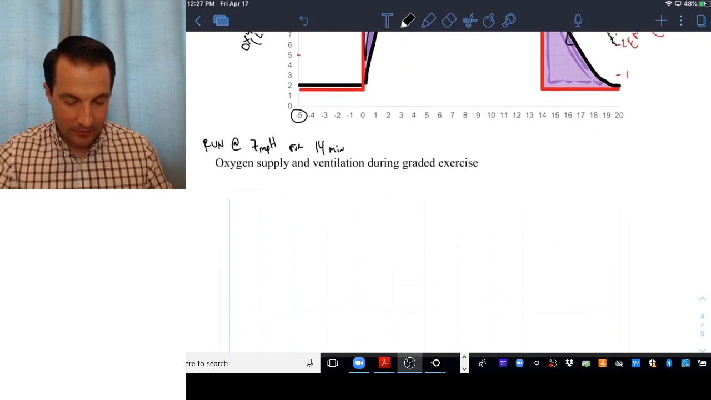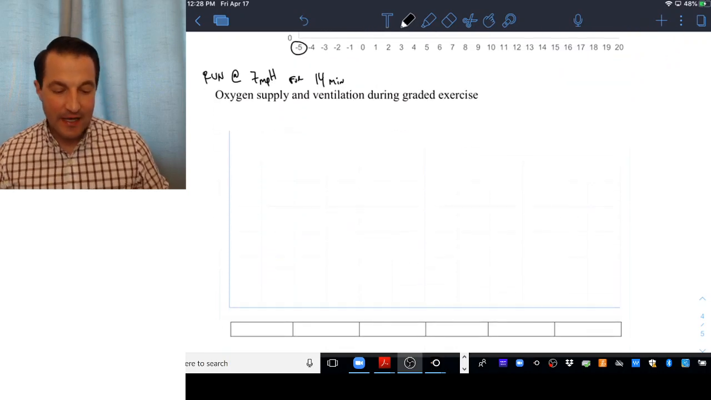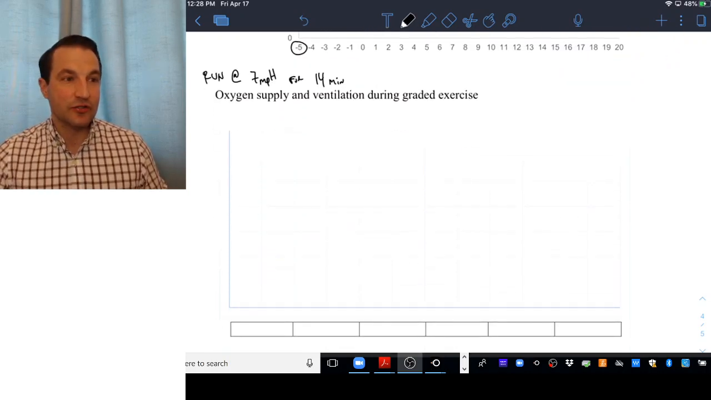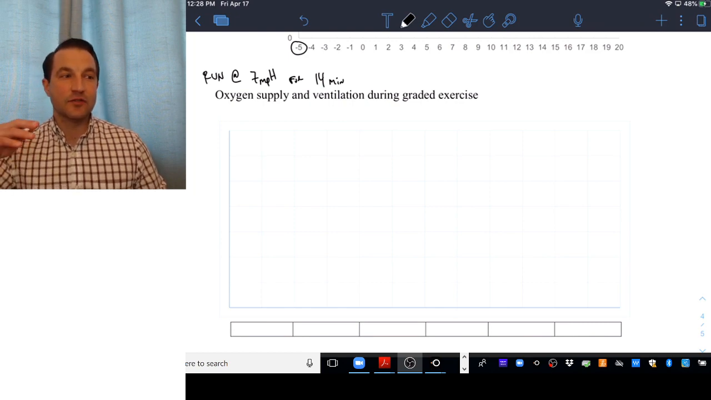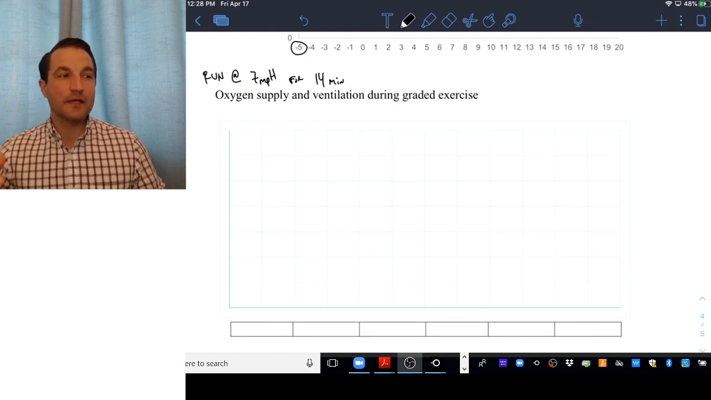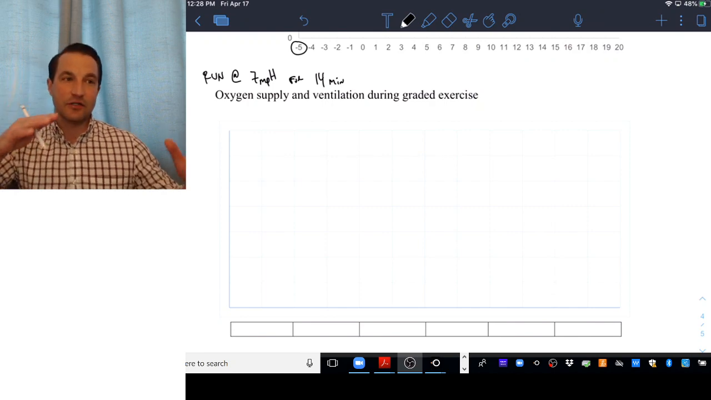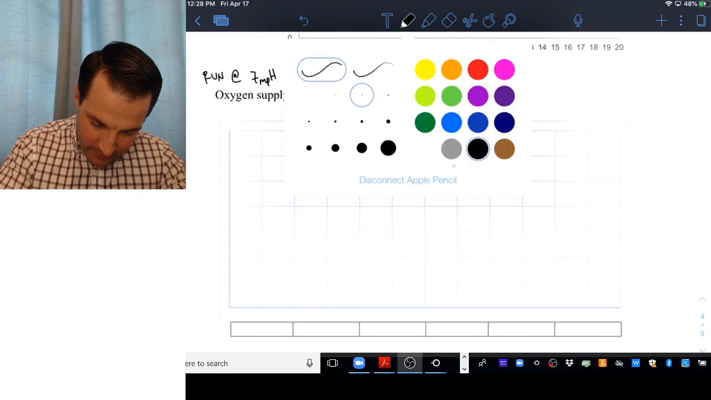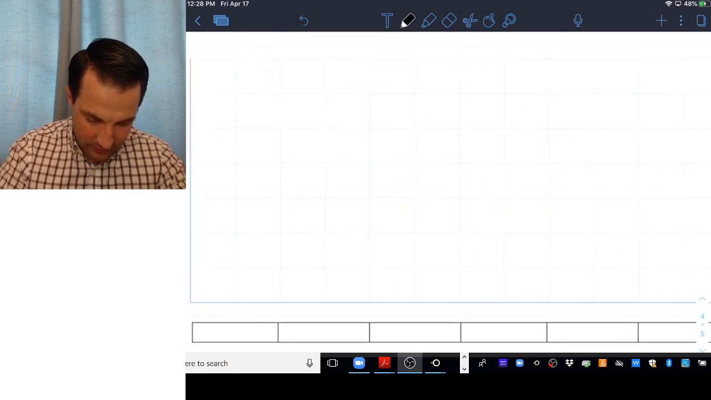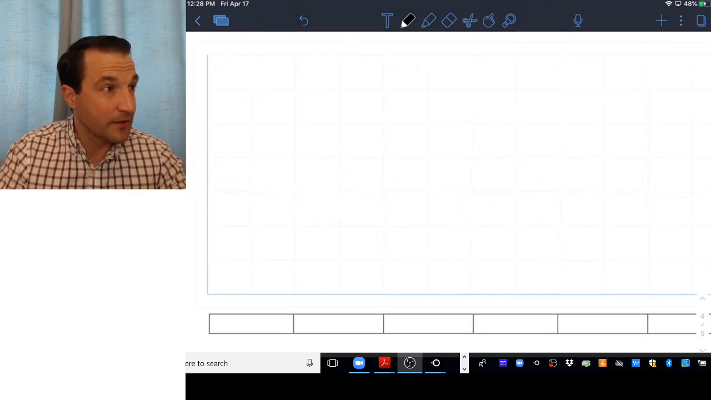Okay. The last thing I want to cover for today, oxygen supply and ventilation during graded exercise. So this is you stepping on the treadmill, and you start out at pretty slow pace, 0 grade, and you're increasing the grade, you're increasing the speed. Here we go. Okay, so let's define some of these points. We're good here. Let's make this a little bit bigger.